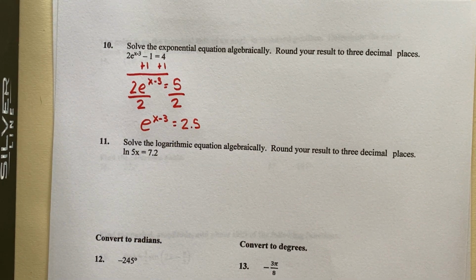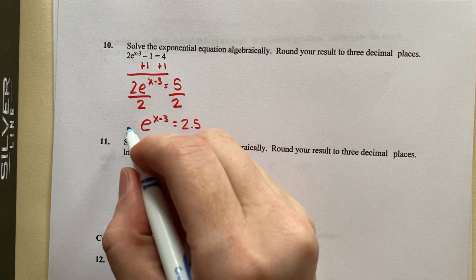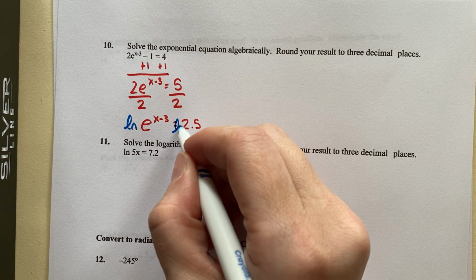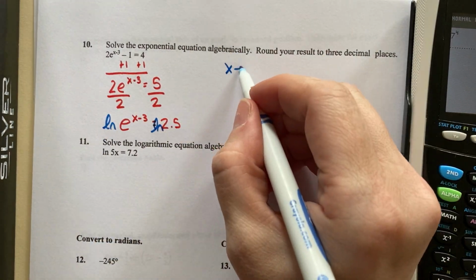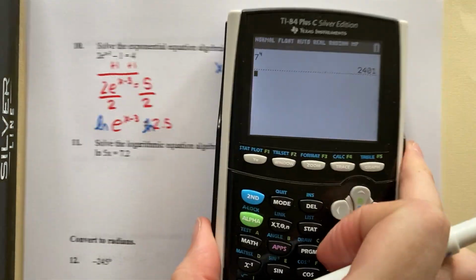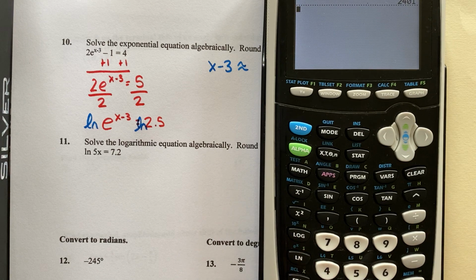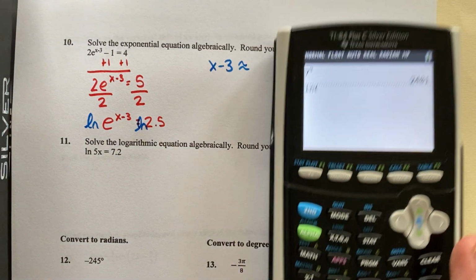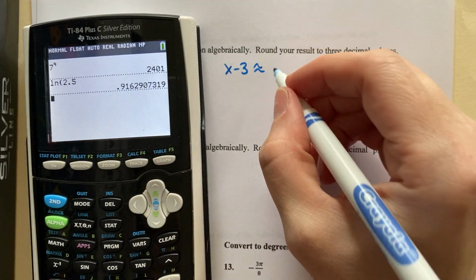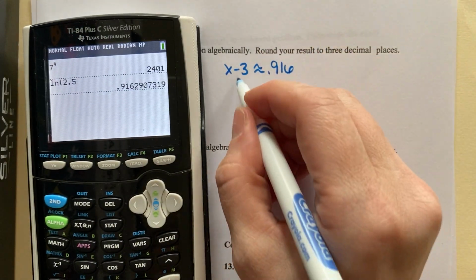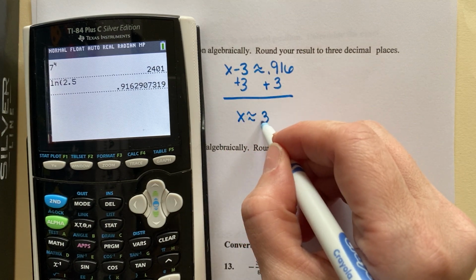And now I'm going to get rid of the e. So to get rid of the e, I'm going to do the opposite of e. The opposite of e, hopefully you remember this, is ln. I'm going to grab my calculator for this one. So now I'm left with just the x minus 3, but I'm going to find the ln of 2.5. So ln is right by the 4 down here. Type in 2.5, we get a decimal, 0.916. Now the last thing I'm going to do though is add the 3 over. So that is 3.916.